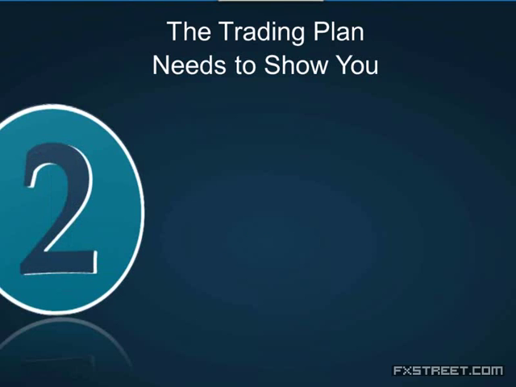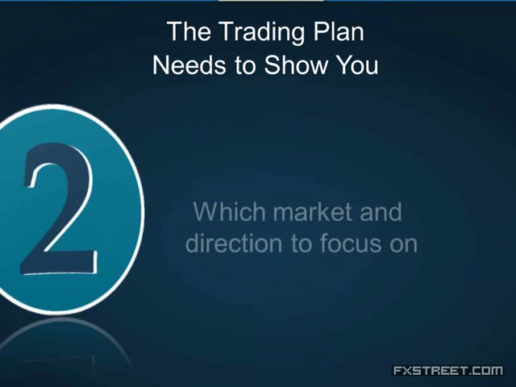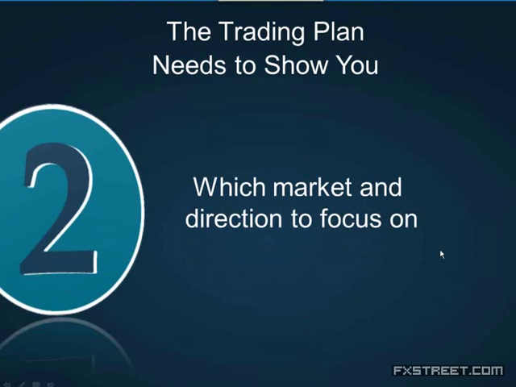Number 2, which market and direction to focus on. Most people put this first. They want to know the market and then the direction. That should be number 2. It's the level first. Because I'm buying a dip in an uptrend in the euro, or I'm selling a rally in a downtrend in the 10-year note, right?